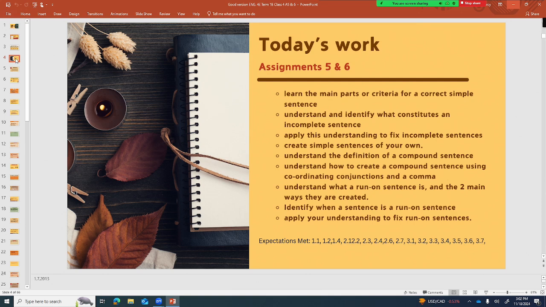Down below where it says expectations met, that's just kind of for me. It just tells me the numbers of the Ontario curriculum documents that I am meeting by this lesson.